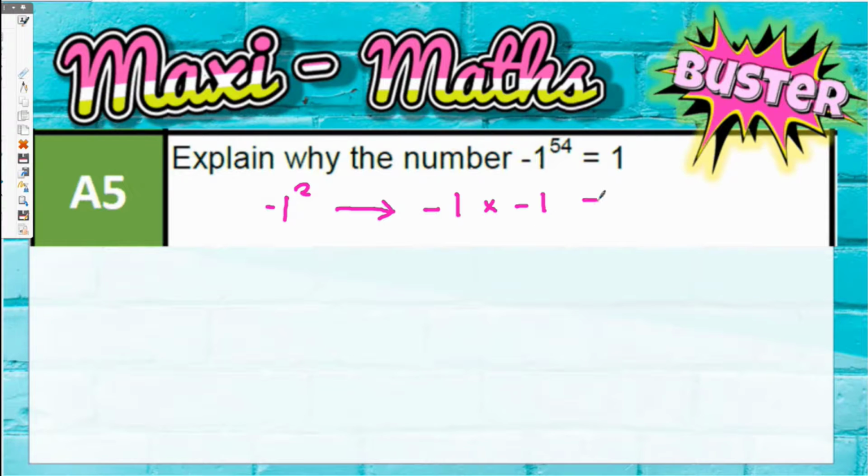So 1 times 1 would be 1. And because they're both negative, two negatives make a positive. So the answer would be +1. Then increase the power. So -1 cubed.